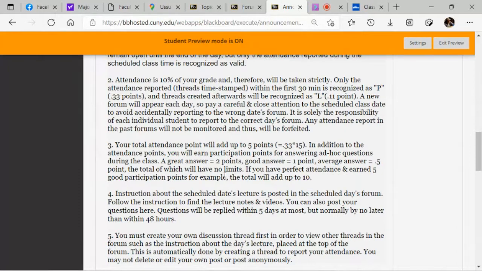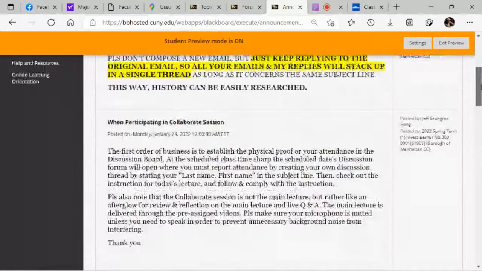Then you might wonder, if it isn't 15, it's not going to ideally add up to 5 points. That's fine. Instead, you can rack up participation points by answering the questions I ask. There will be ad hoc questions that I will be asking during the class.